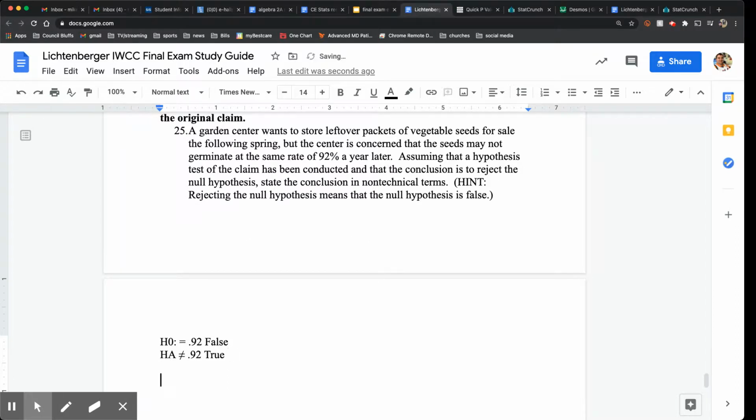In non-technical terms, the center is concerned, so that means the seeds are not germinating at the same rate. They're germinating at a rate other than 92%. So this would be the conclusion in non-technical terms. That is the answer to number 25.